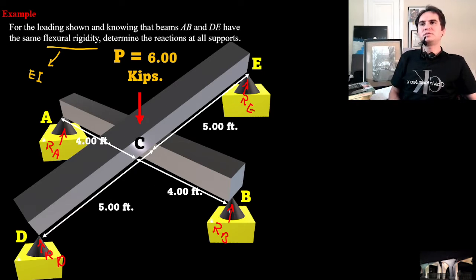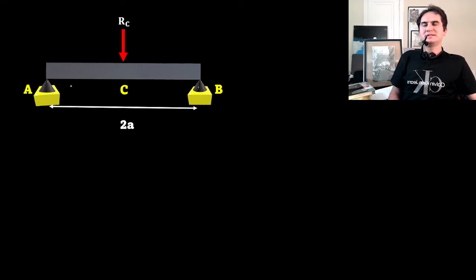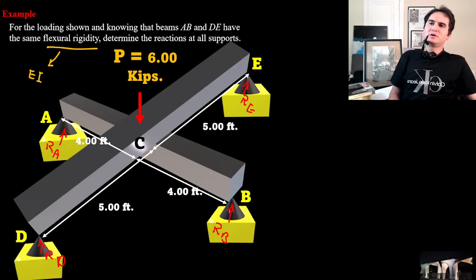Let's solve the problem. As you can see in the figure, two simple support beams, AB and DE, are located on top of each other. Beam DE is on top of beam AB and they intersect at center point C, which is exactly where the external concentrated force P is applied. So let's start with the lower beam AB.